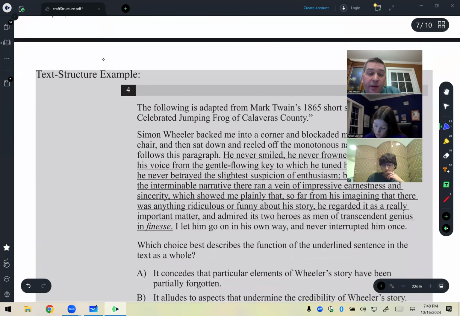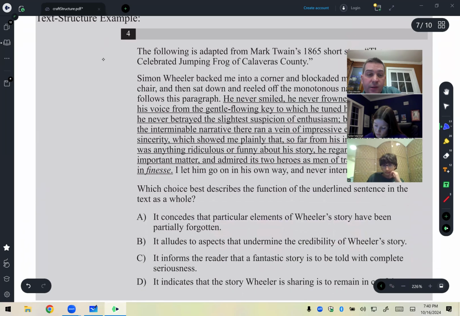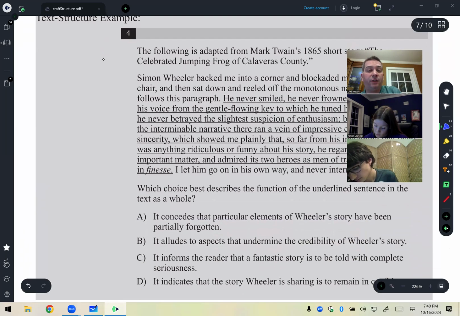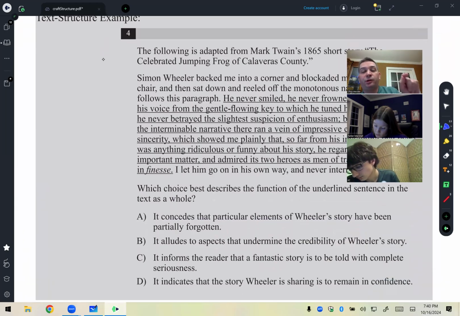All right, so which choice best describes the function of the underlined sentence in the text as a whole? I'm just going to read some of the answer choices, and if I can eliminate them, I'm just going to cross them right off. There's a button right on the Bluebook software. You can cross off the whole answer choice. Just click it, boom. You won't pick it by accident. Just use that function. It's nice.